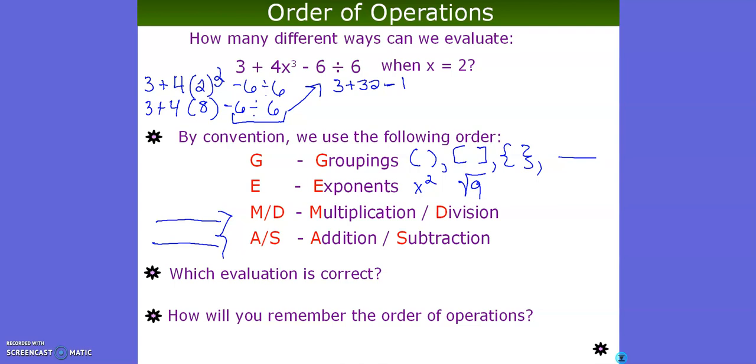Then we're going to go ahead and do our addition and subtraction. So again, I'm reading it from left to right. The first thing I come across is the addition and then the subtraction. 35 minus 1 is 34. So this is the evaluation that is correct.